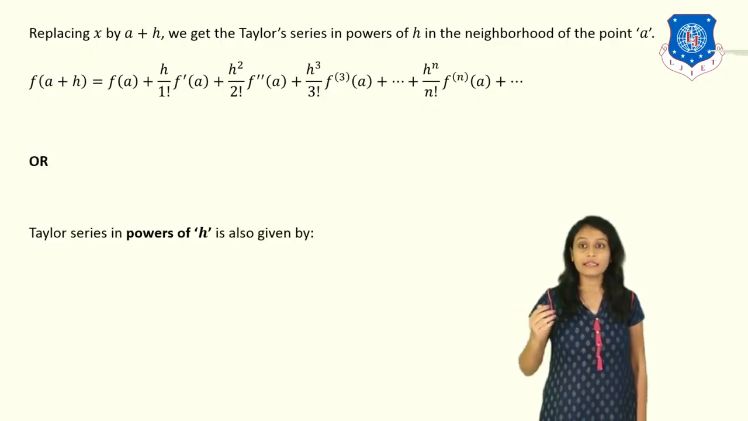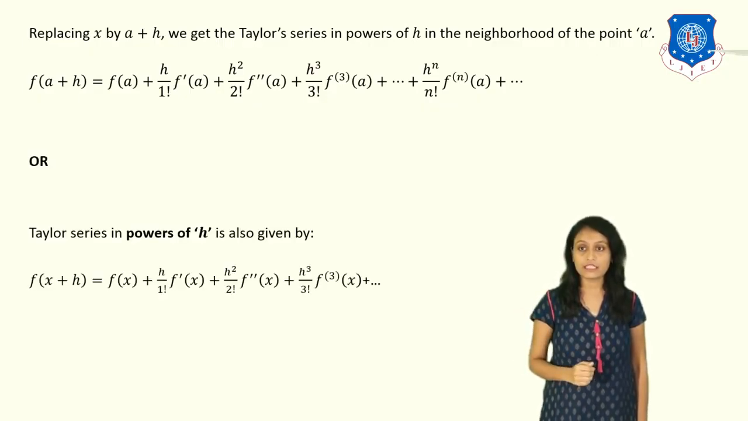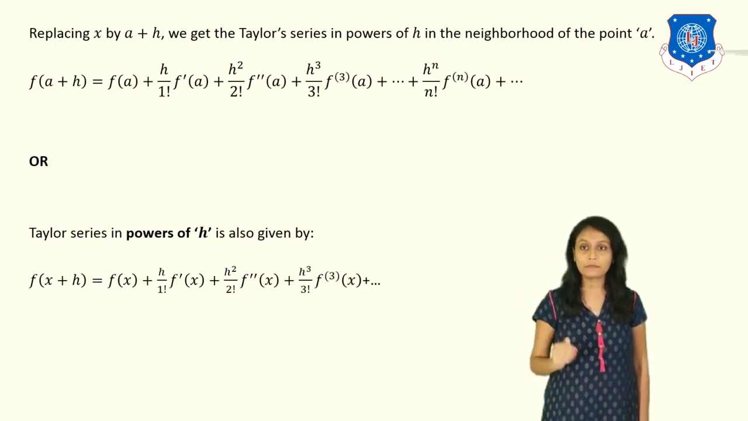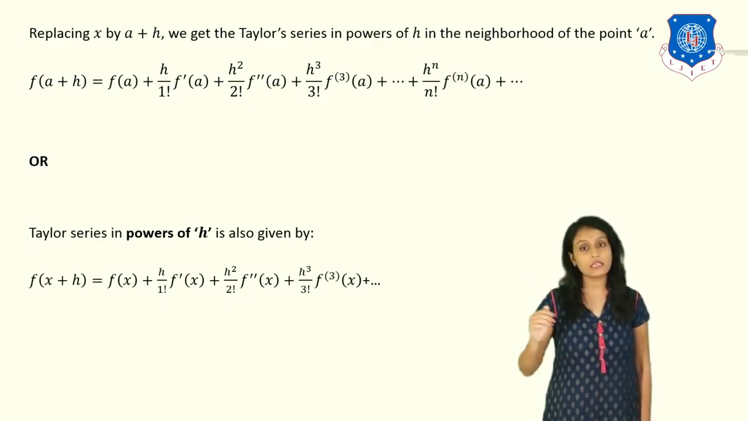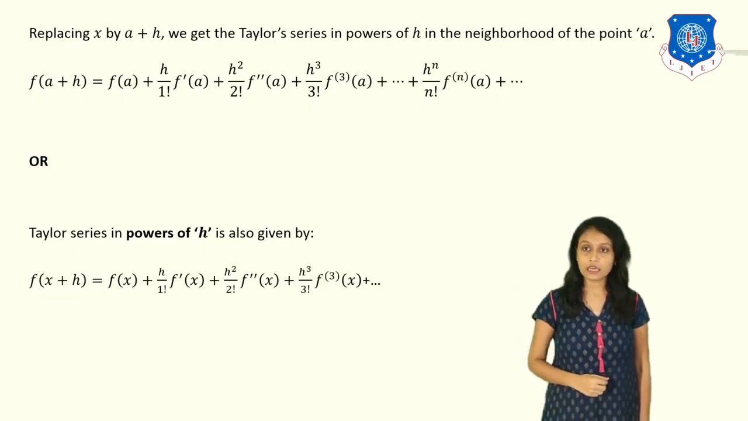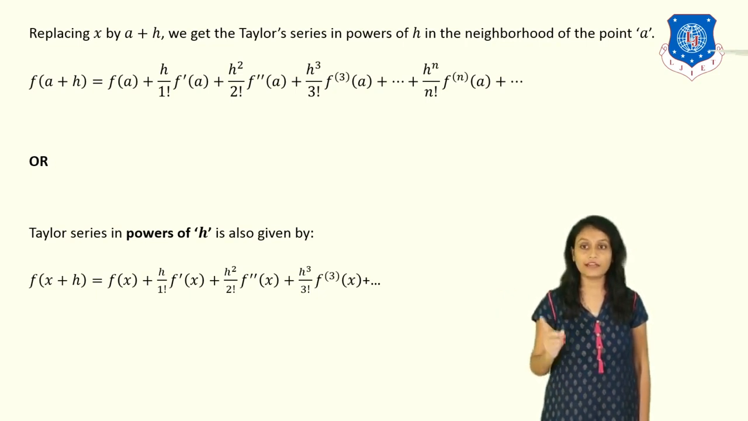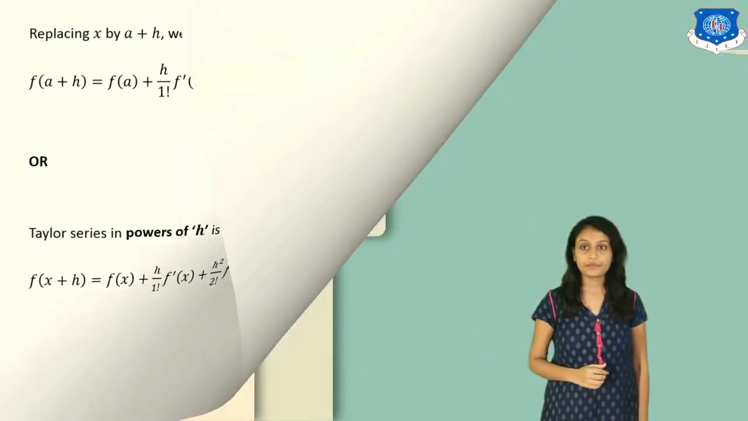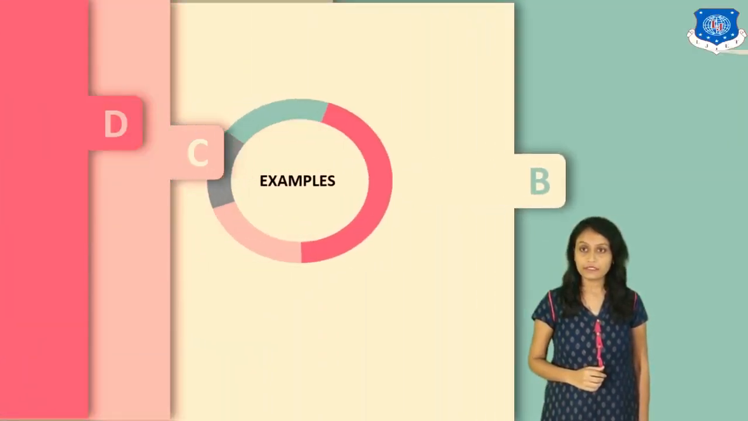Or we can write Taylor series in powers of h as f of x plus h is equal to f of x plus h upon 1 factorial f dash x plus h square upon 2 factorial f double dash x plus so on. So for solving these sums, you have to remember this formula, that is f of x plus h is equal to f of x plus h upon 1 factorial f dash x plus h square upon 2 factorial f double dash x, and so on. Now let's see its examples.